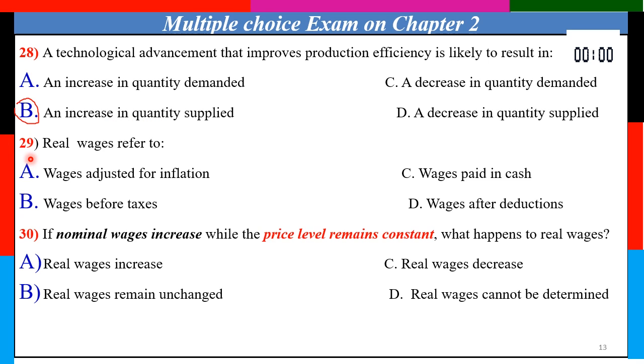Question number 29. Real wage refers to A. Wage adjusted for inflation. B. Wage before tax. C. Wage paid in cash. D. Wage after deduction. A is the right answer.